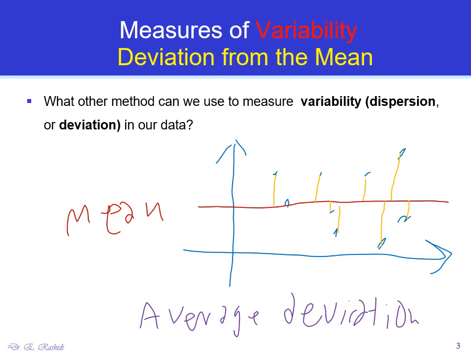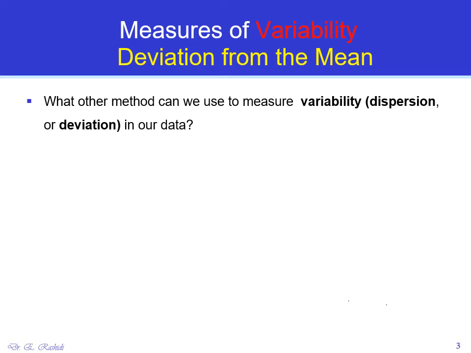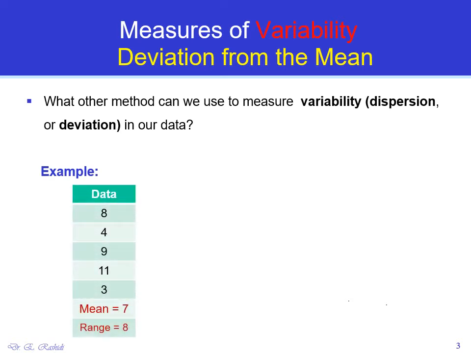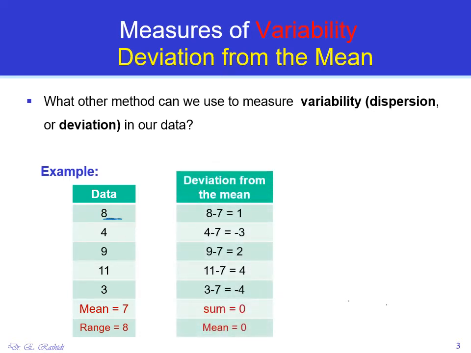Let me get rid of these lines first. Let's do it and apply an example. Suppose we have this set of data: 8, 4, 9, 11, and 3. The average of this data is 7, and the range is 8. We're going to find the deviation of each data point from the average. For example, the deviation of the first data point 8 from the average is 8 minus 7, which is 1. So 8 is 1 deviation away from the mean.